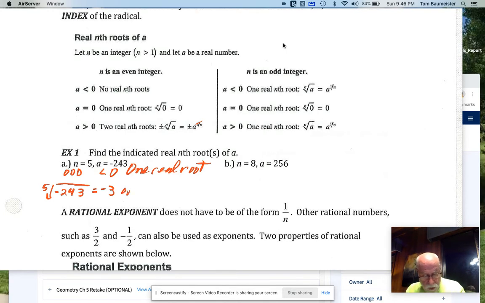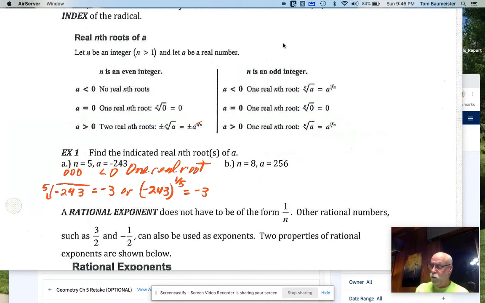They also say you can write it in exponential form, or we could write it as negative 243 raised to the 1/5. Notice it's in parentheses. The 1/5 would be on the outside. Again, if you plug that into your calculator, either way, you should get negative 3.